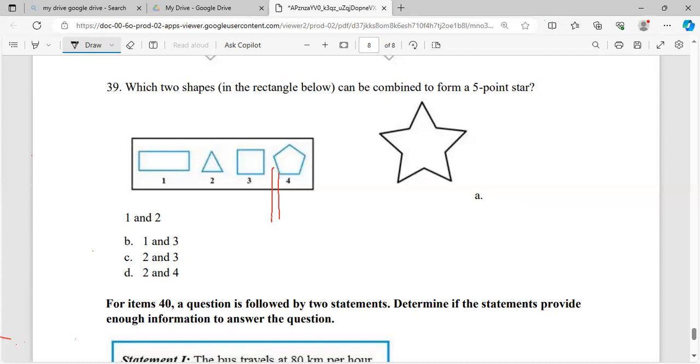2 and 4. 1 and 3, sir. 1 and 3. It's 2 and 4. Sir, it's 2 and 3. Sir, 2 and 4, sir. 2 and 4.